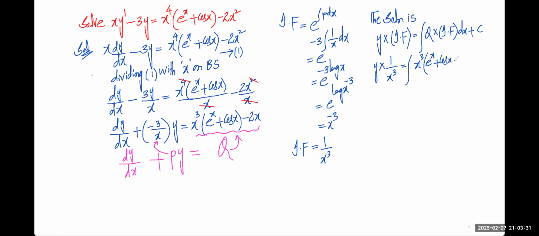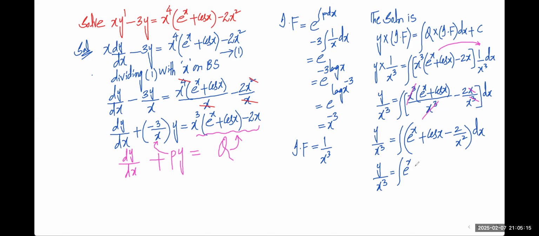y by x cube is equal to, if you integrate each and every term individually, the integral of e power x dx plus the integral of cos x dx minus 2, which is a constant outside, times the integral of 1 by x square dx. y by x cube is equal to: integration of e power x is e power x, direct formula; integration of cos x is sin x, direct formula; minus 2 as it is; integration of 1 by x square is minus 1 by x, this is an indirect formula.